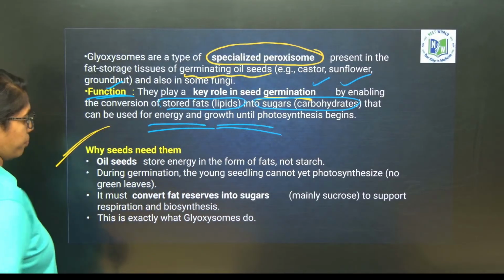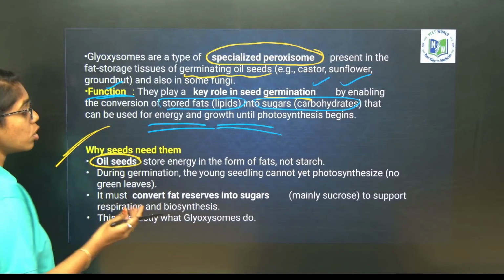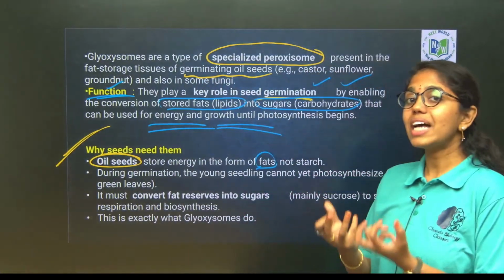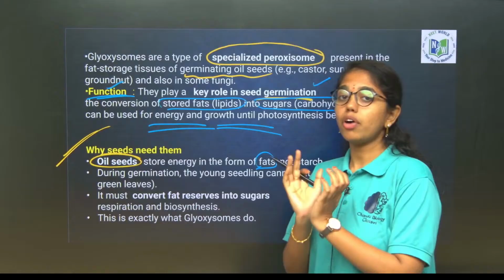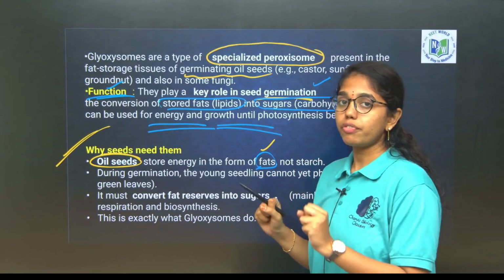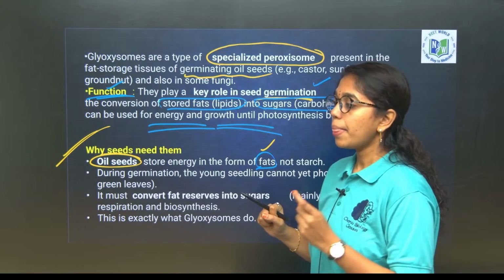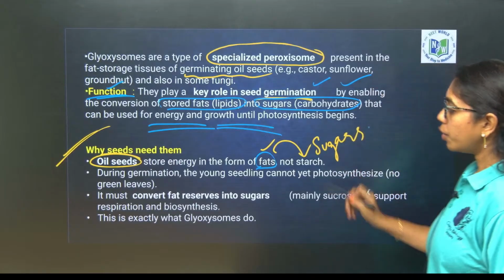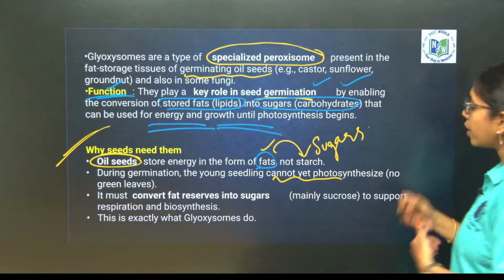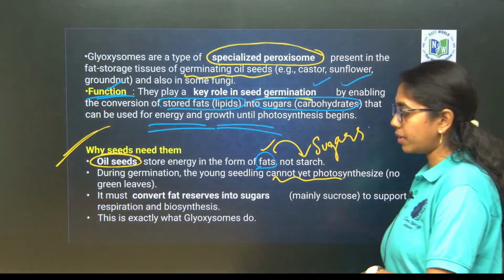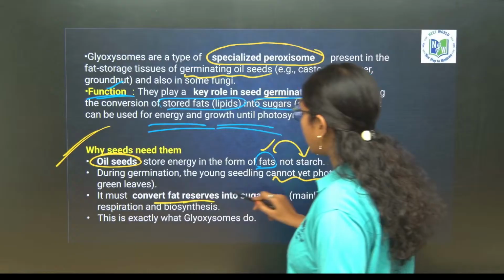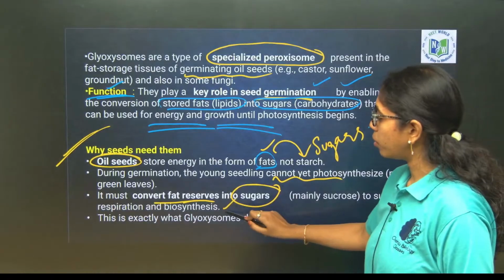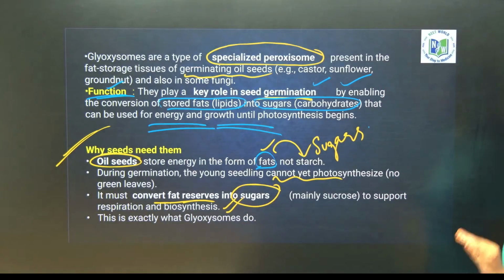Why seeds need them? Okay, because oil seeds will store so much energy, but that is in the form of fats, not in the form of starch. So, a seed cannot utilize the fatty acid form for germination or the metabolic activities of the cell. That is the reason it has to be converted into what? Sugars. Okay. During germination, the young seedlings cannot yet photosynthesize because there is no green leaf. It must convert the fat reserves into sugars, mainly sucrose, to support respiration and biosynthesis. This is exactly what glyoxysomes do.